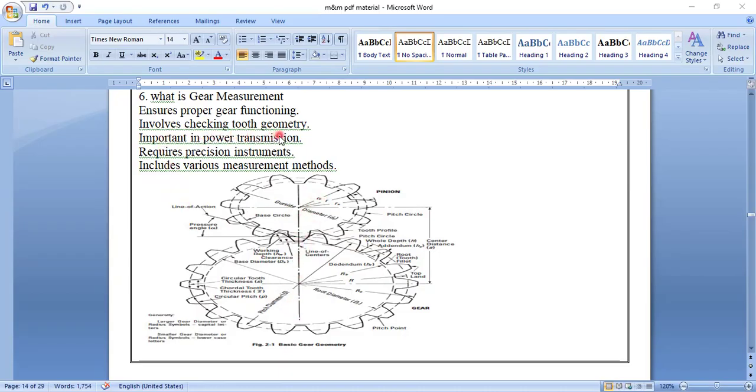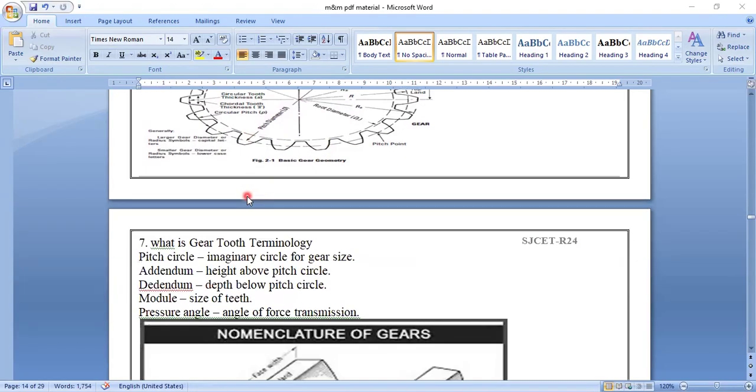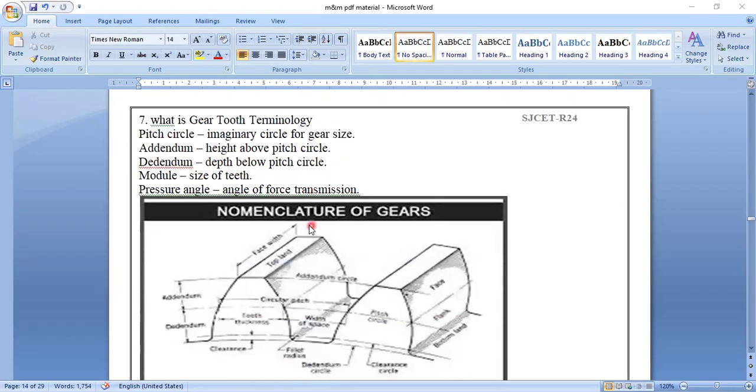It involves checking tooth geometry. We have to check whether the geometry is correct or not while manufacturing the teeth. It is important for power transmission. For power to be transmitted in a proper way, you have to follow all these calculations in the design part, which also requires precise instruments. It also includes various measurement methods. This is the basic gear geometry.